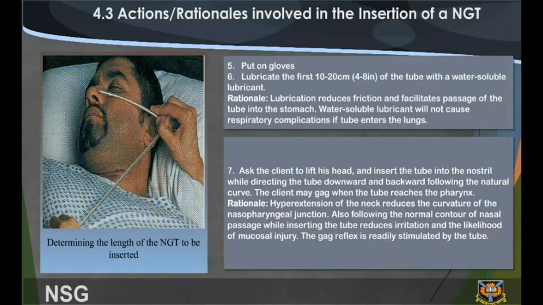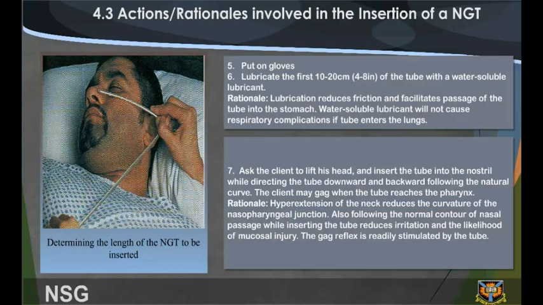5. Put on gloves. 6. Lubricate the first 10 to 20 cm, 4 to 8 inches, of the tube with a water-soluble lubricant. Rationale: lubrication reduces friction and facilitates passage of the tube into the stomach. Water-soluble lubricant will cause respiratory complications if the tube enters the lung.